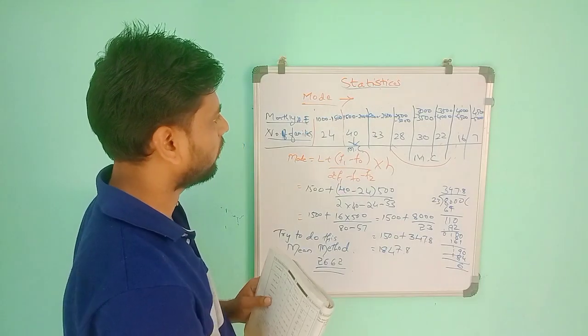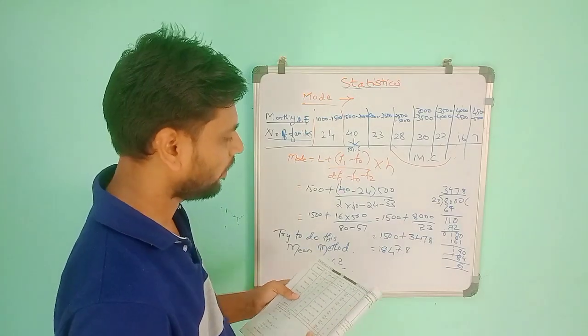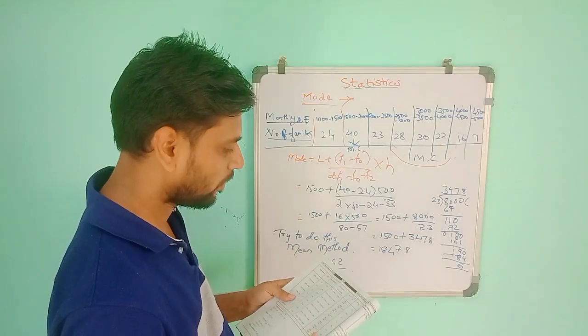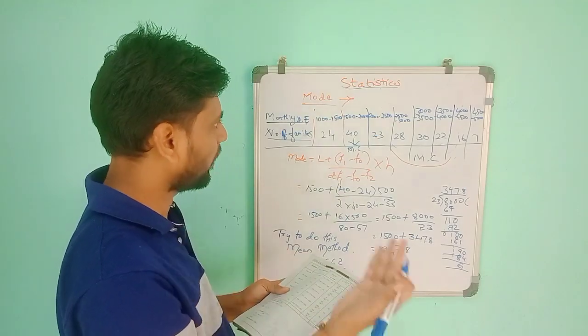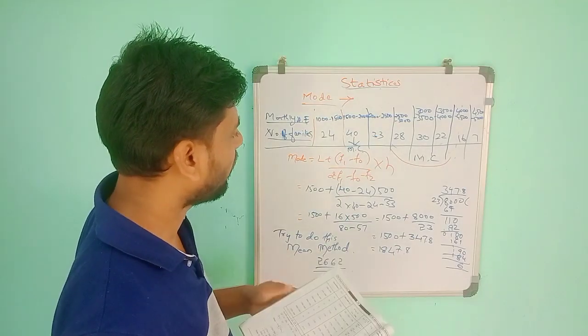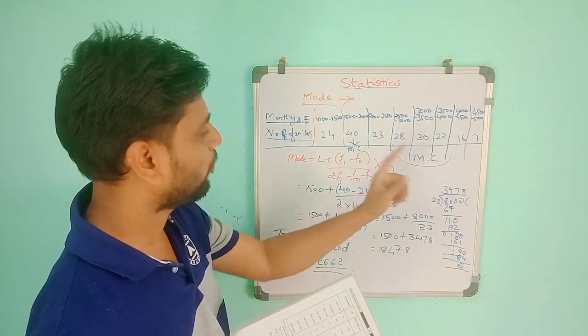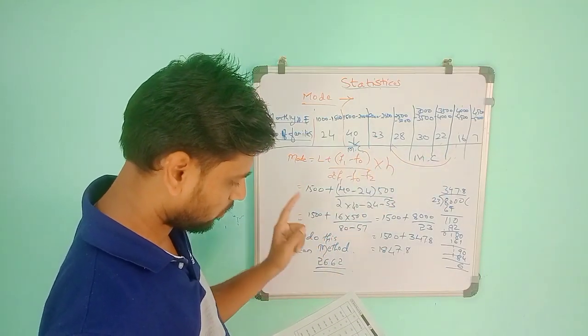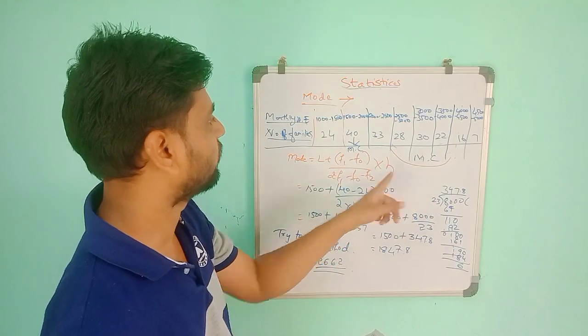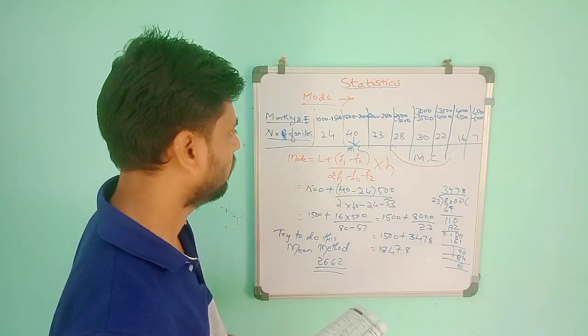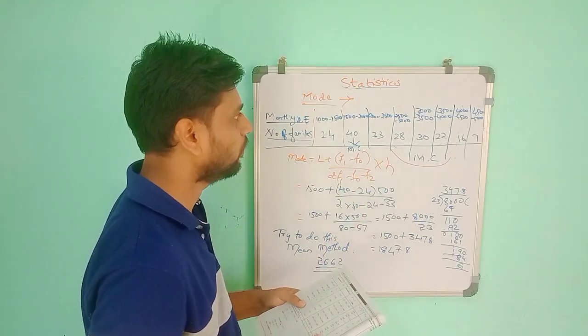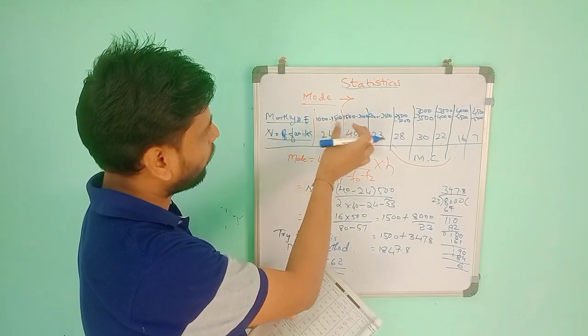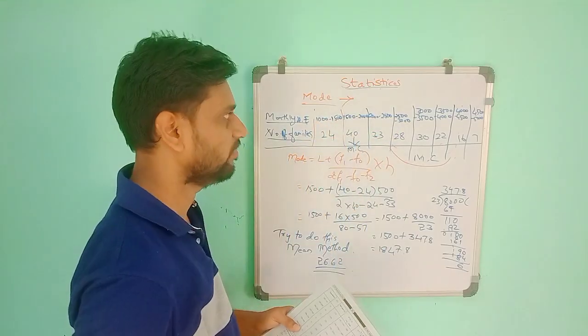Then you have to calculate the ui, then fi ui. The summation of that you will get in terms of plus or minus values. Then you have to apply the formula A plus sigma fi ui divided by sigma fi, into h. Here A is the assumed mean. Then you get the answer as 2662. So when there are larger numbers, you have to take the step deviation method.